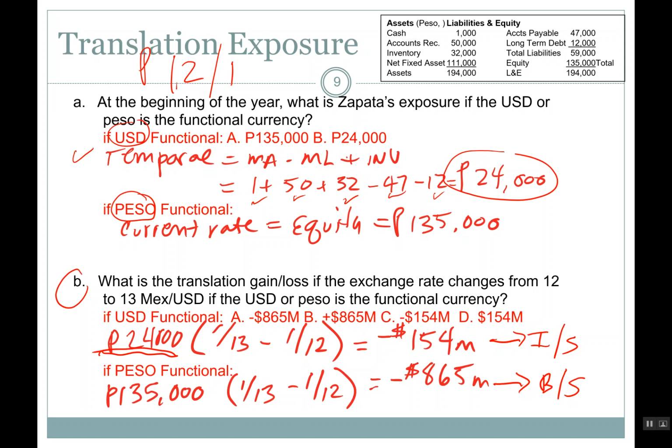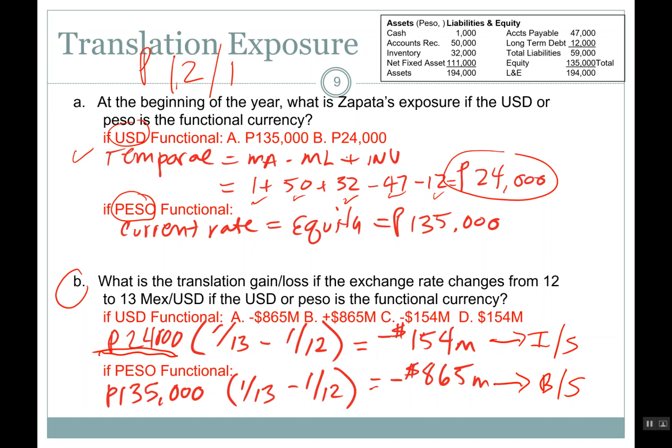So if they choose the temporal method, meaning the dollars are functional, their net exposure is 24,000 pesos. The exchange rate goes from 12 to 13. They're going to show a $154 million loss that goes directly to the income statement, and that's going to hit their earnings per share if they use the temporal method.